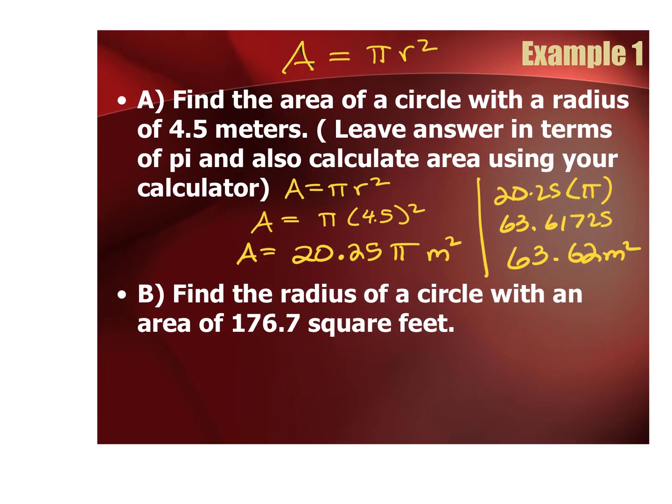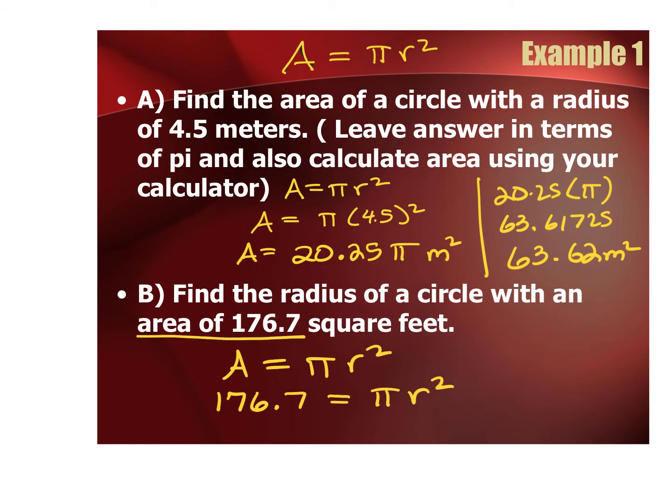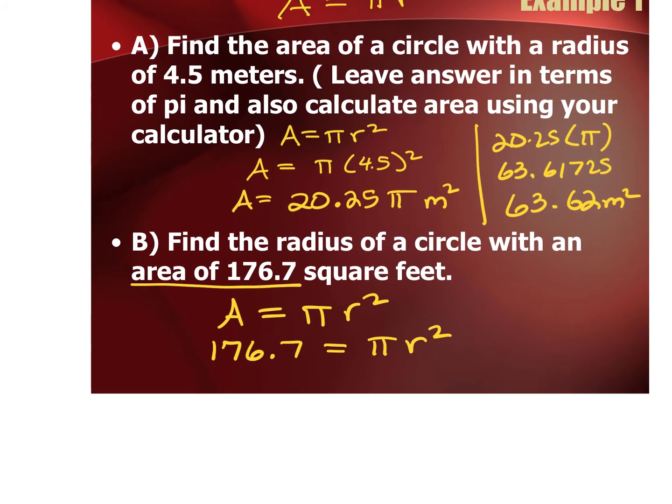For the next one, we're using exactly the same formula, pi times radius squared. So I'm going to fill in what's given to me. This time they gave me the area already calculated. So I'm going to replace the capital A with 176.7. And then I'm going to rewrite the pi r squared. My goal is to solve for r, so I need to divide both sides by pi to isolate the r.